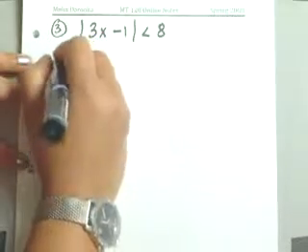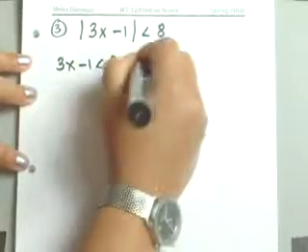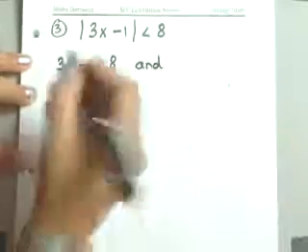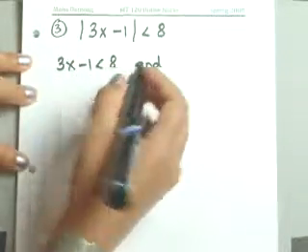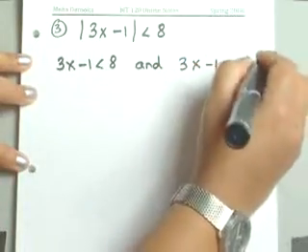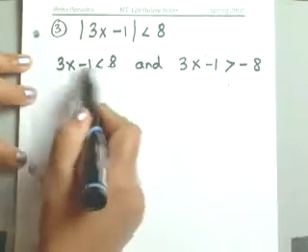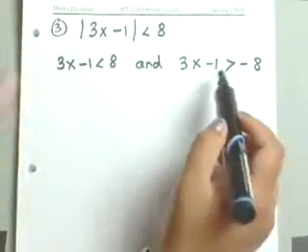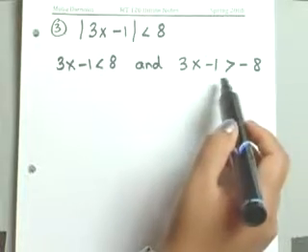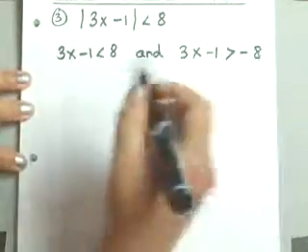So when you set this up, you will set this up as an AND inequality. So you have 3x minus 1 less than 8 and 3x minus 1 greater than negative 8. Because less than 8 on the right side tells me this distance has to be less than 8, and greater than negative 8 on the left hand side tells me the distance has to be, again, less than 8.